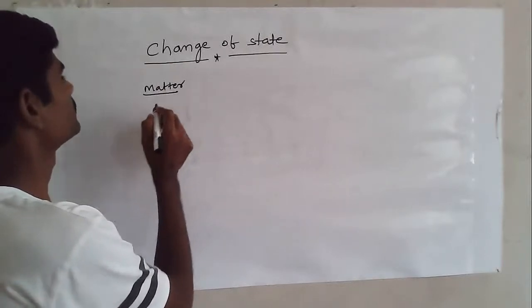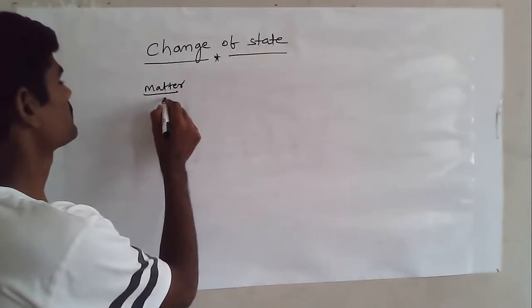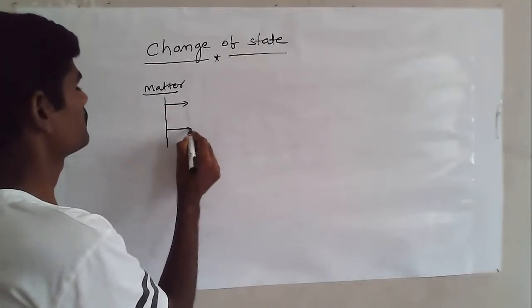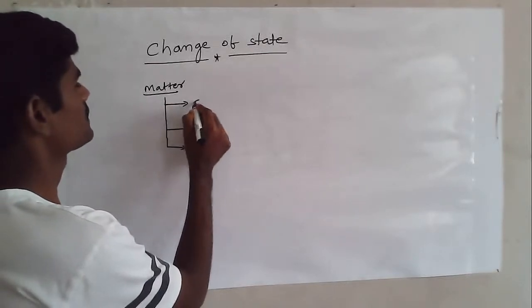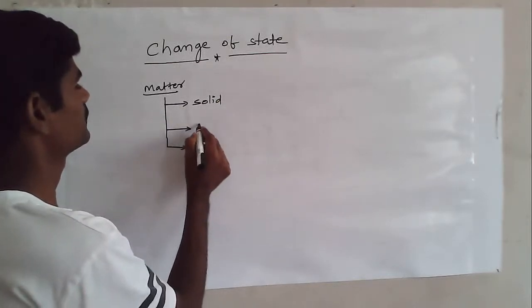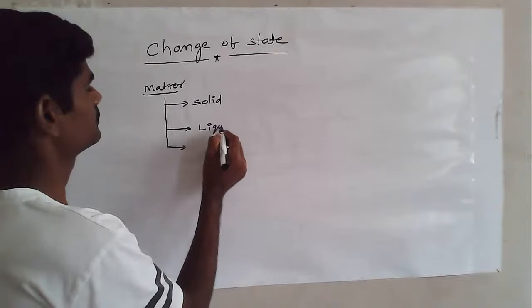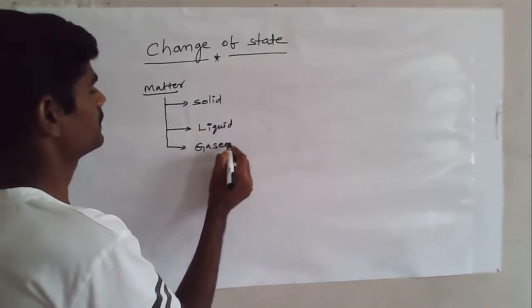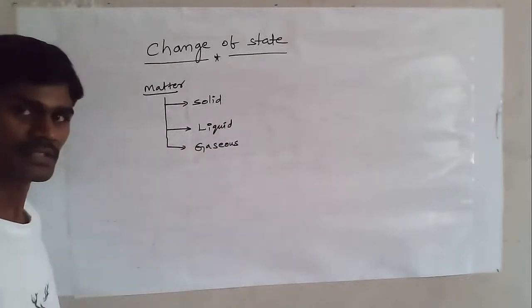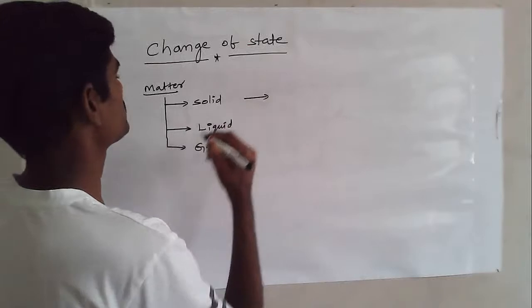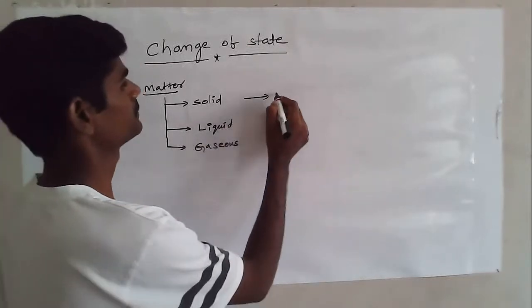Matter is classified into three types based on its physical nature: solid state, liquid state, gaseous state. Let's go on to discuss the solid state.